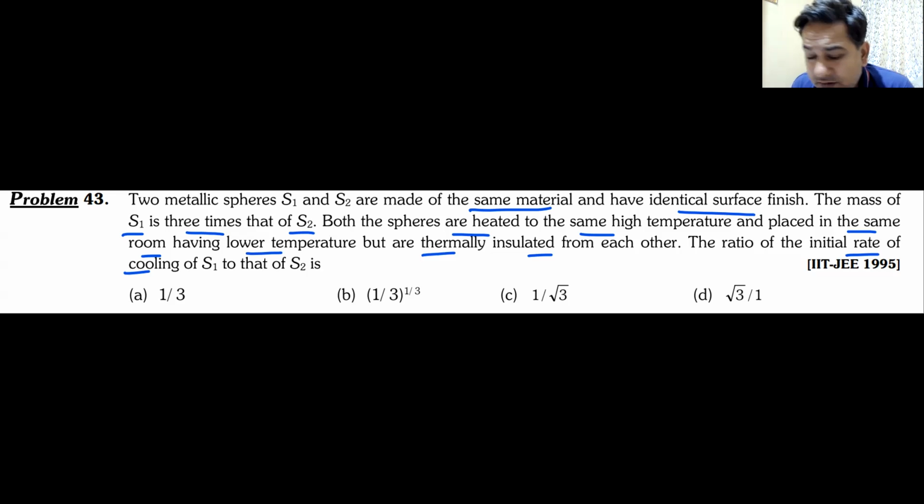Remember, the important terms have been underlined. Every term has its own significance, and that is why it has been underlined. And this is IITJEE. Yes, anyone? 1:3, 1/3 raised to the power 1/3. That looks promising. 1:√3, √3:1. All of them are looking promising. Anyone, any idea?